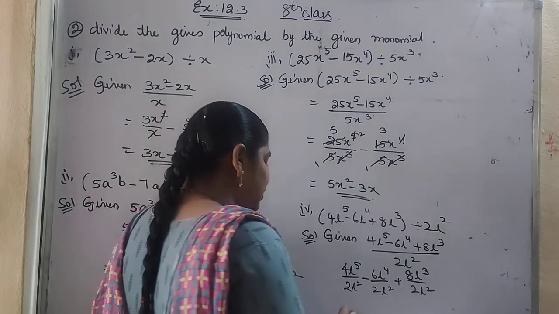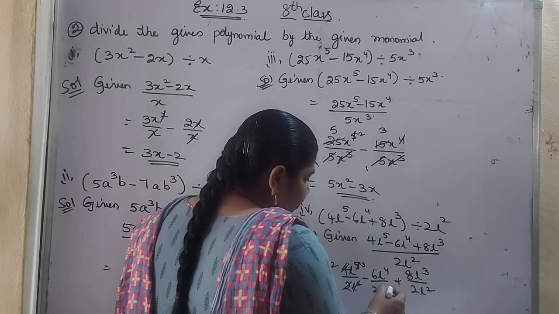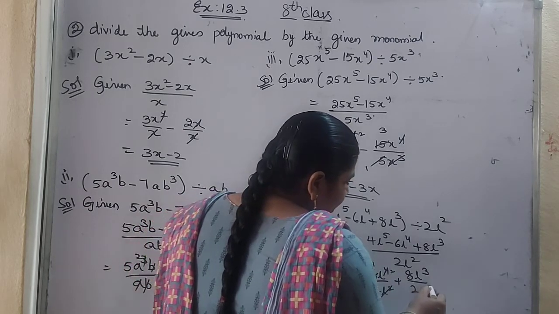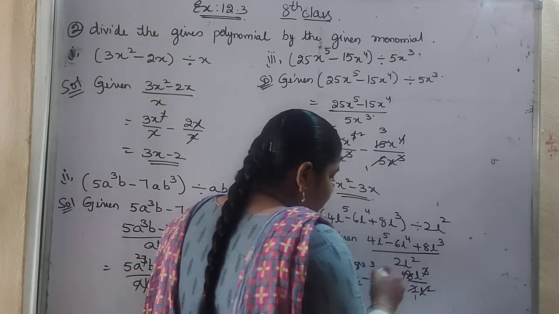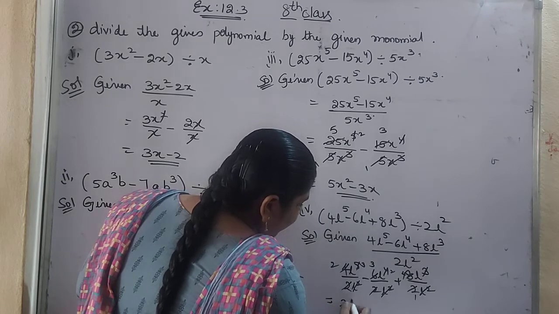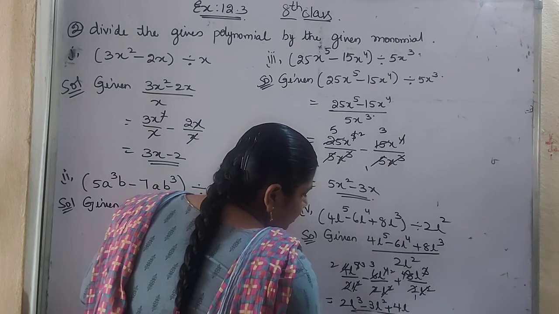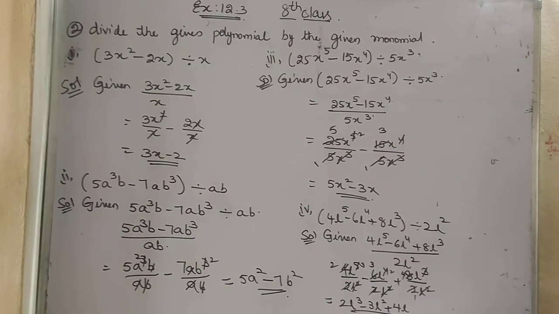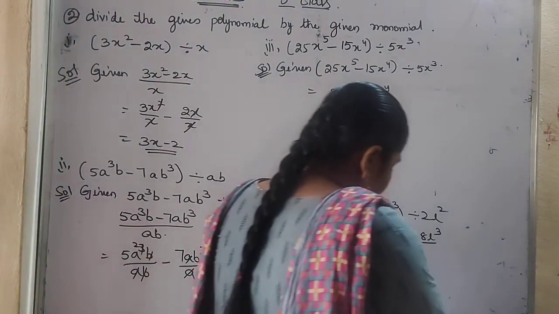Now we can divide, cancel. l square gets cancelled means l cube will be remaining, 2 ones 2 twos. l square is cancelled means l square will be remaining, 2 ones 2 threes. l square is cancelled means only l will be remaining, 2 ones 2 fours. So what is the answer? Answer is 2l cube minus 3l square plus 4l. So this is our final answer. So this is our fourth bit. Next one is fifth one.